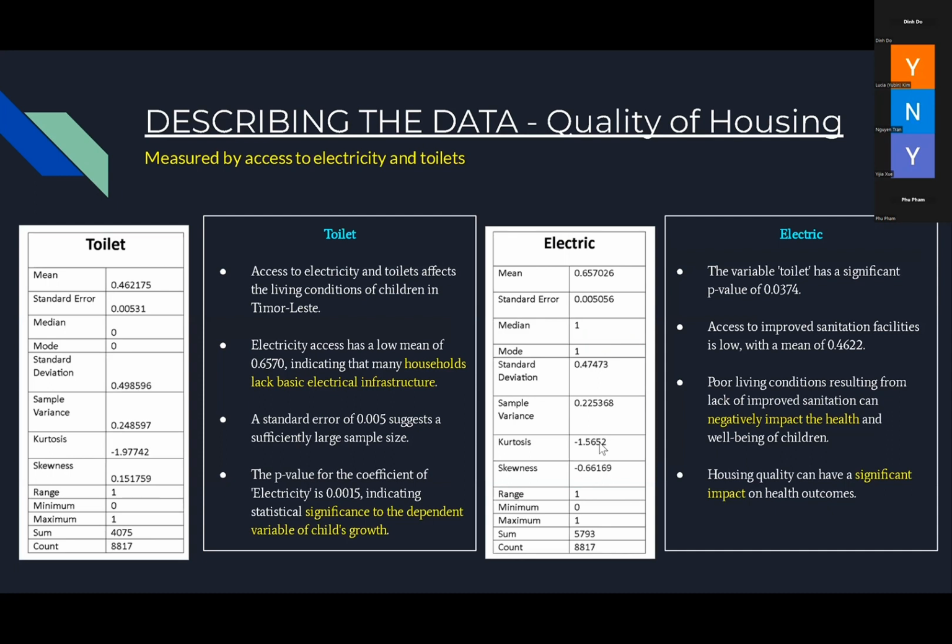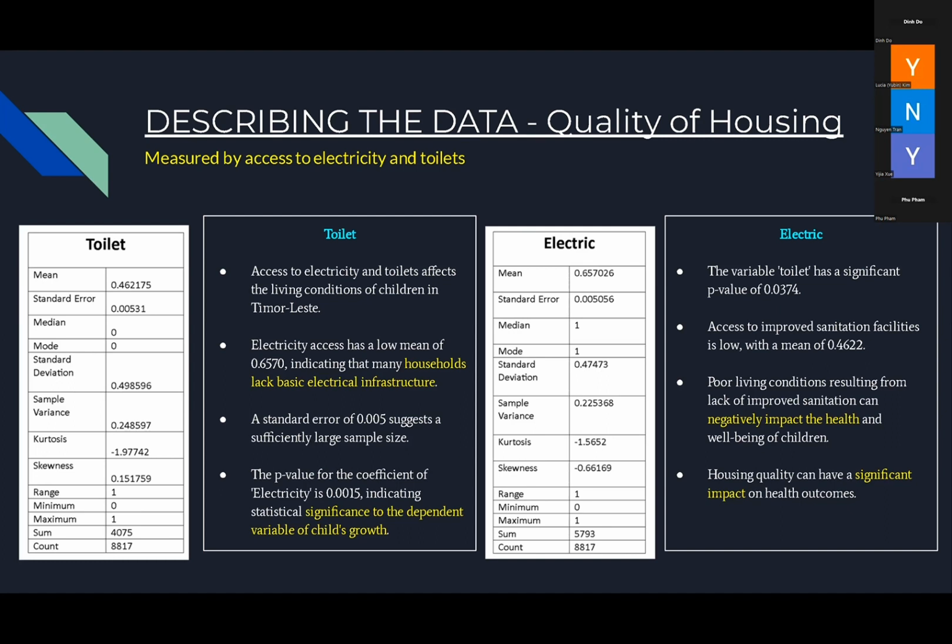Moving on to the next characteristics, the data provides an opportunity to look at the living condition of children in Timor-Leste. Firstly is the quality of housing, which includes electricity and toilets. Examining the aspects of electricity access, the data indicates that a standard error of 0.005 suggests a sufficiently large sample size, rendering the mean statistically representative of the population.